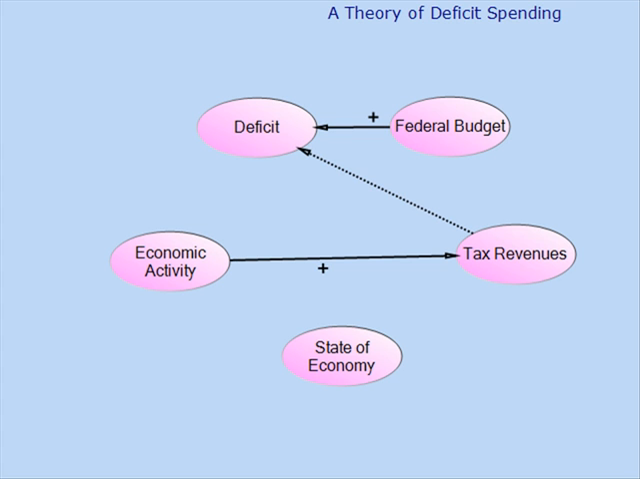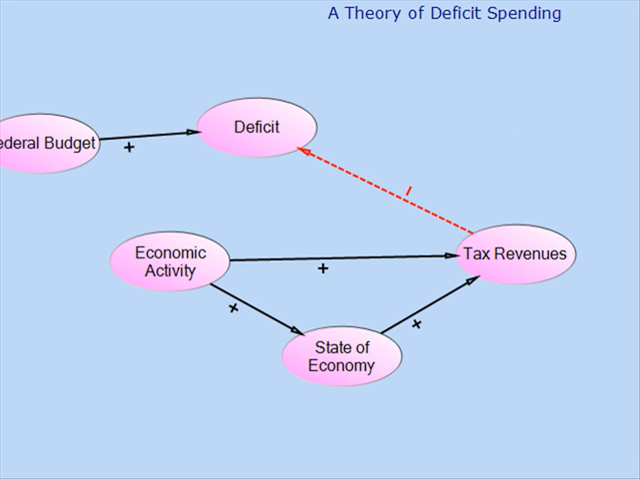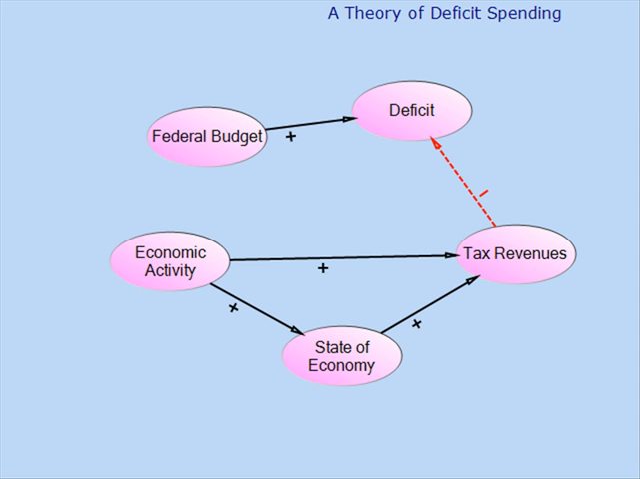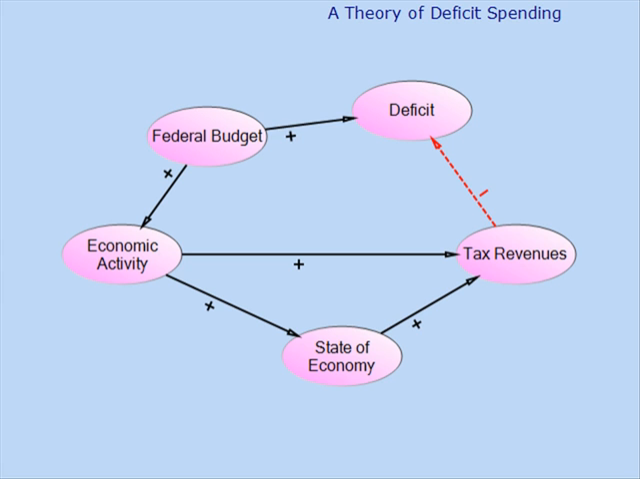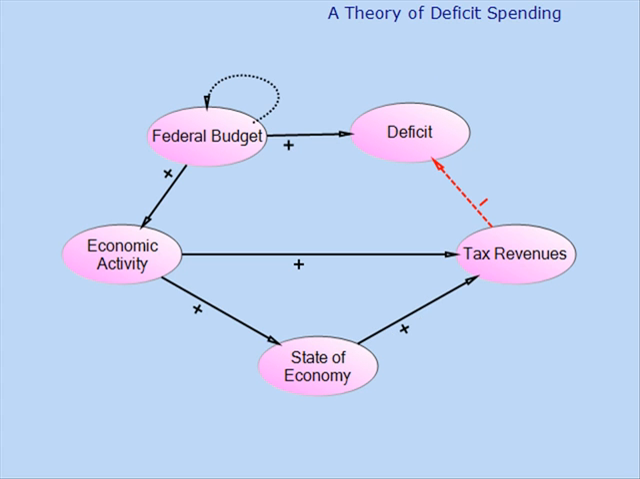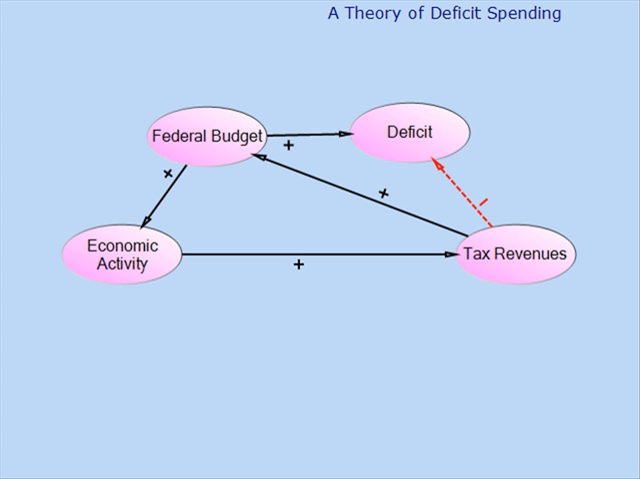Increases in the budget increase the deficit, and economic activity increases tax revenues, which then decrease the deficit and improve the economy, which leads to increased tax collections. And of course, increasing the budget increases economic activity. I then thought the link from economic activity to state of the economy was redundant, so I simplified the model.